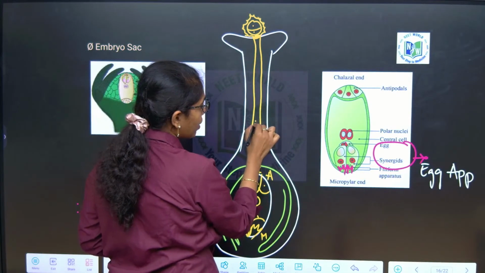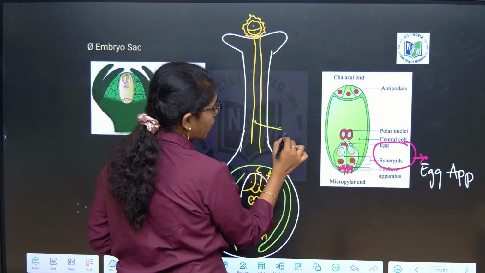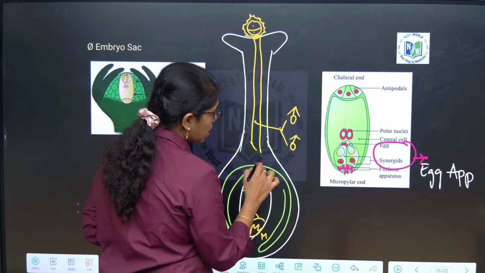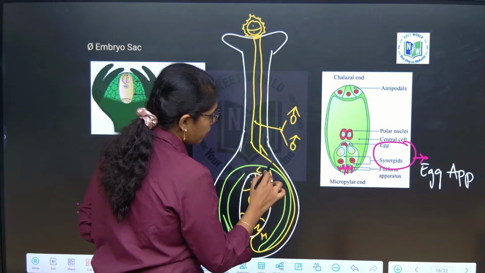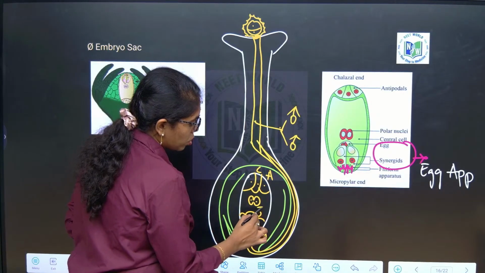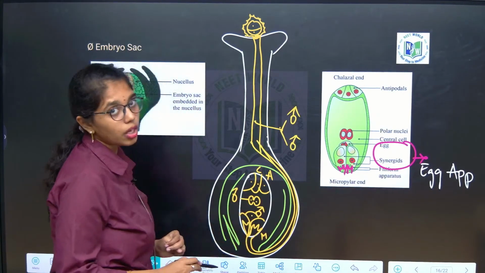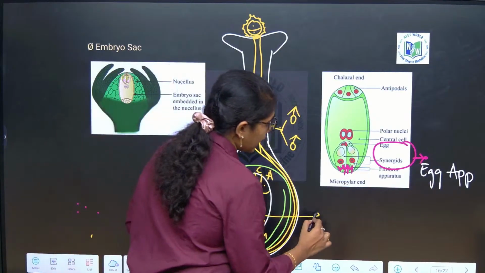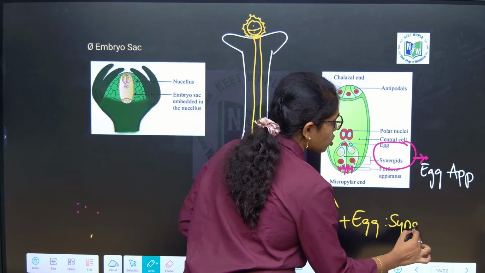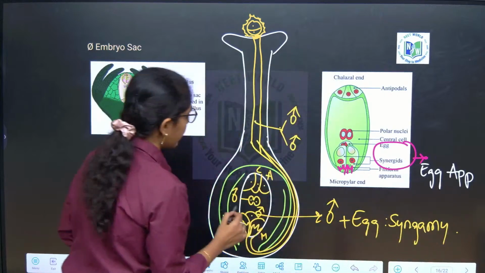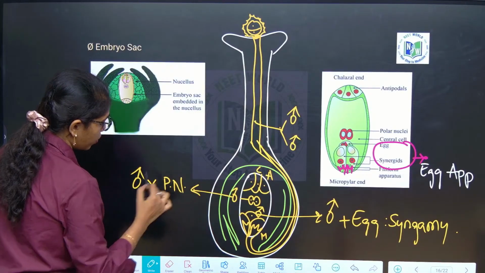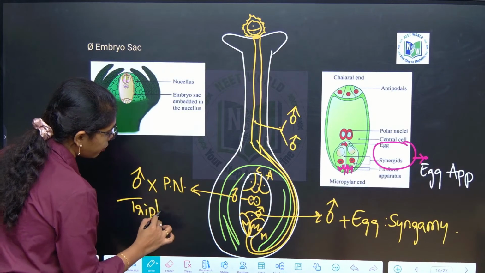The generative cell, while travelling inside the pollen tube, will give rise to 2 male gametes. Once these 2 male gametes reach the micropylar end, one male gamete will fuse with the egg cell, and the other male gamete will fuse with the polar nuclei. The male gamete fusing with the egg cell is called syngamy. And the other male gamete fusing with the central cell or polar nuclei is called triple fusion.